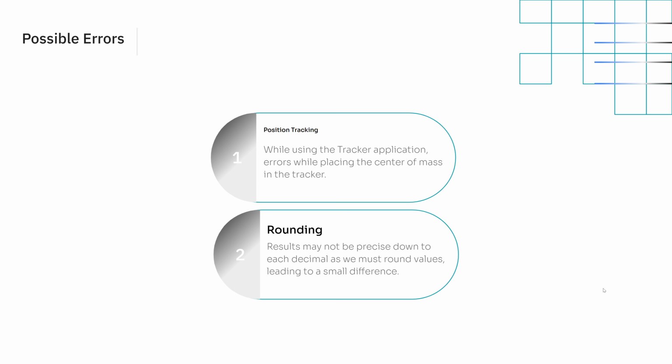Now, some possible errors are position tracking. While using the Tracker application, errors while placing the center of mass in Tracker can occur, and also rounding errors, where results may not be precise down to each decimal, as we must round values, leading to small differences.